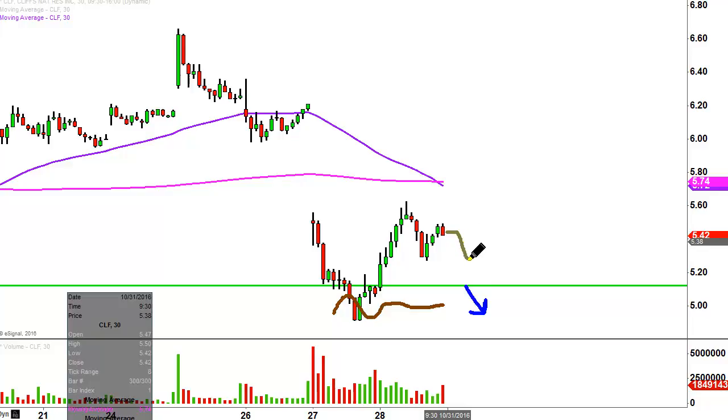Whereas let's say the price heads down here, bounces around, and then heads back up. What would we have in this situation? Well, you'd have this set of lows right here. You'd have this set of lows right there.